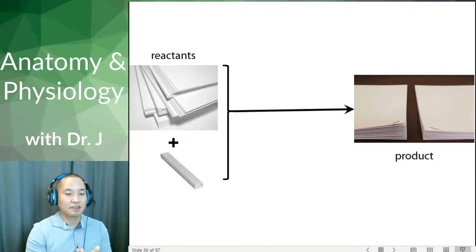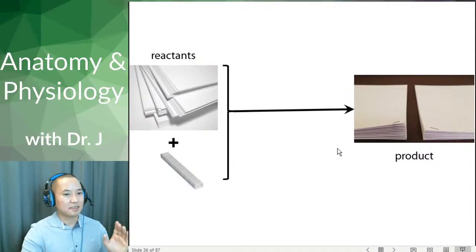So that's another key part of an enzyme. Enzymes are not consumed by the overall reaction. You do have consumption of reactants: as you start stapling more papers together, you have fewer unstapled papers. That's why enzymes are not consumed by the reactions. They do not become part of the reactants or products. Otherwise, they would be reactants and products.